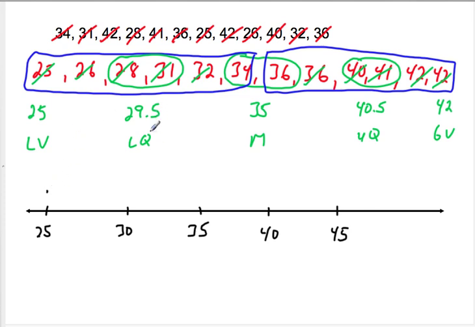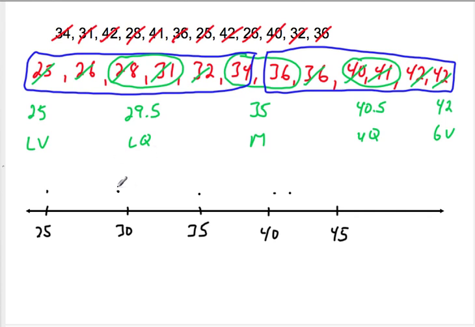We have the lower quartile 29.5, so just below that 30 there. And then we could probably go even farther than that. It's probably, I don't know, around here. A median at 35, upper quartile at 40.5, so that's pretty close to 40, and a greatest value at 42. It should be maybe around here.